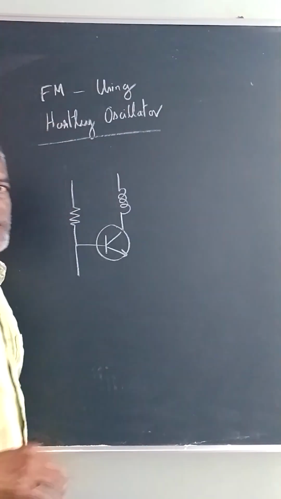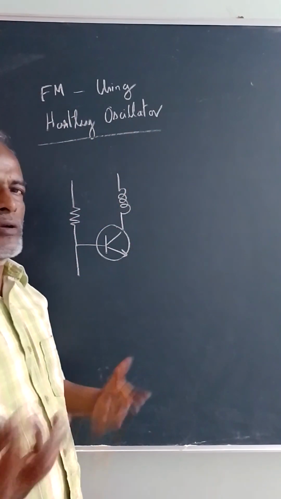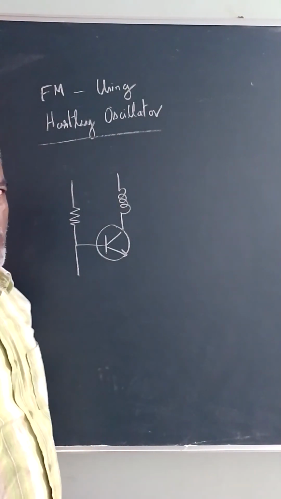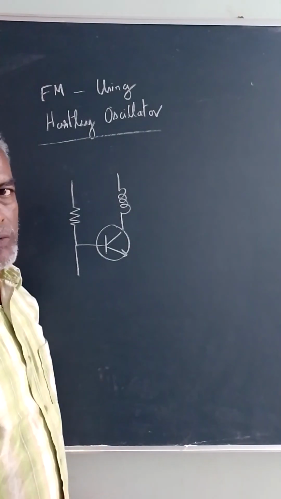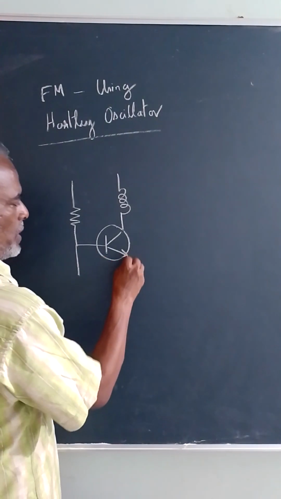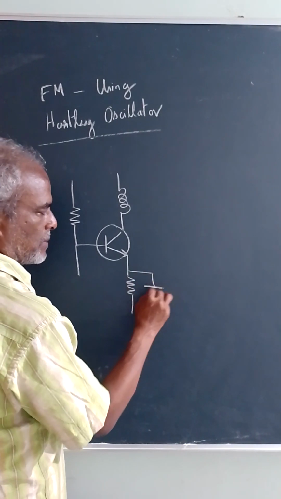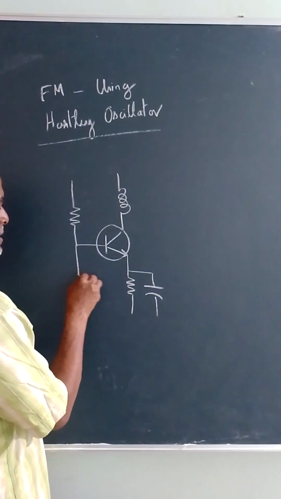So today's topic is frequency modulation using Hartley or Colpitt's oscillator. We will see how to get the frequency modulated waveforms. Okay. Now we have a common emitter amplifier. This is a bypass capacitor.